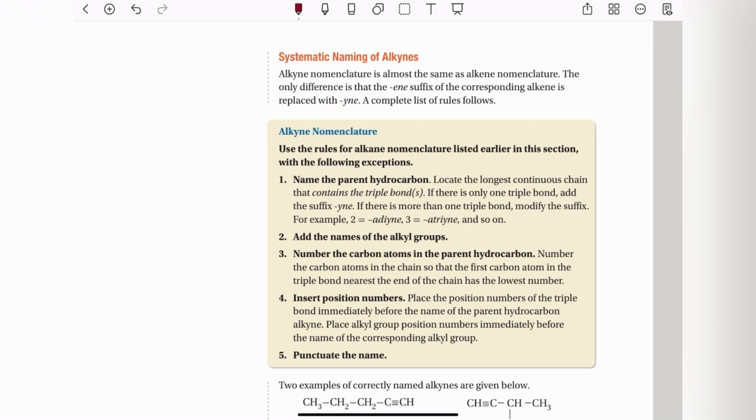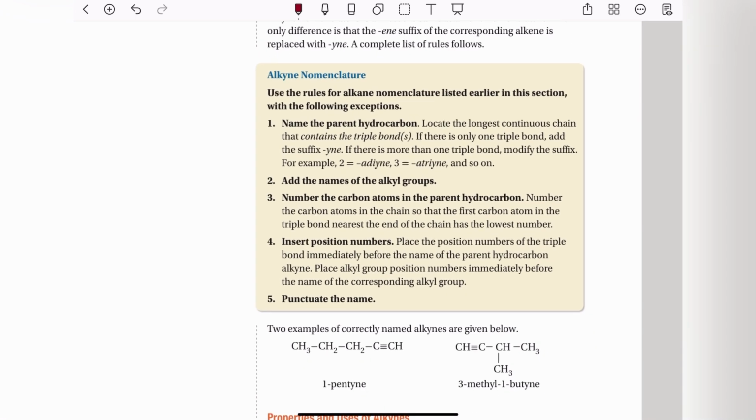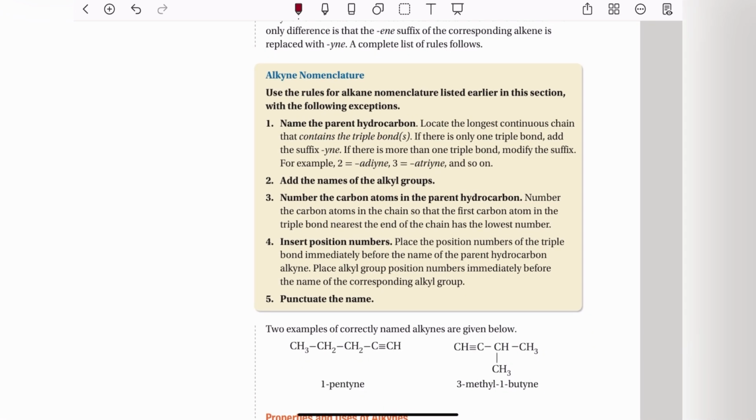Now let's go to systematic naming of alkynes. Alkyne nomenclature is almost the same as alkene nomenclature. The only difference is that the ene suffix of the corresponding alkene is replaced with "-yne". A complete list of rules follows. Alkyne nomenclature uses the rules for alkene nomenclature listed earlier in this section with the following exceptions.